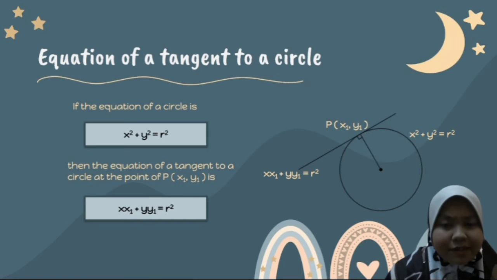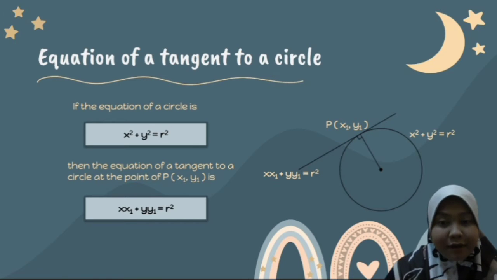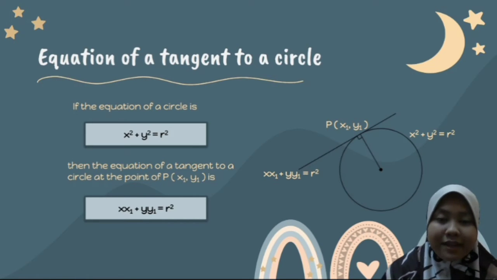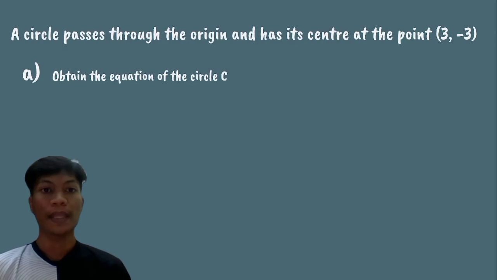Otherwise, if the equation of a circle is x squared plus y squared equals r squared, then the equation of a tangent to the circle at the point P(x1, y1) is x1x plus y1y equals r squared. In 4a, a circle passes through the origin and has its center at the point (3, -3).